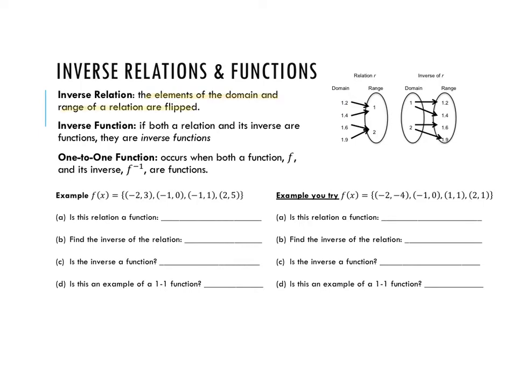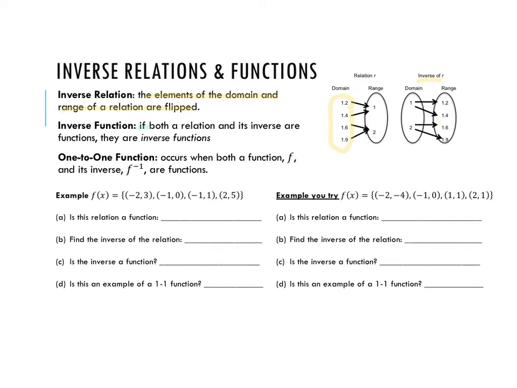Notice we have a relation R, and our domain is 1.2, 1.4, 1.6, and 1.9, and the following range is 1 and 2. Notice for the inverse of that relation, we just flip the domain and the range. 1.2 went to 1, now 1 goes to 1.2. 1.4 also went to 1, now 1 goes to 1.4, and so on.